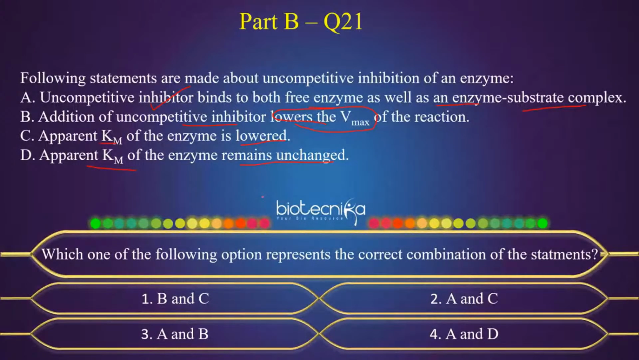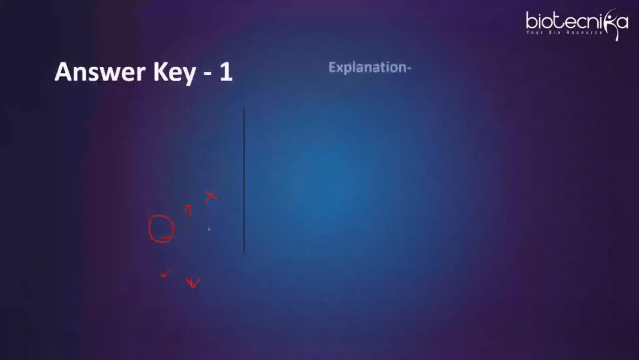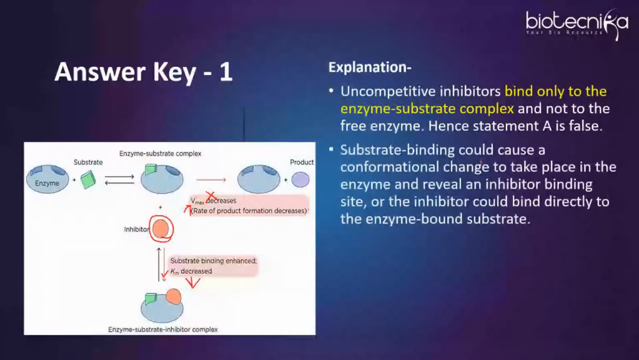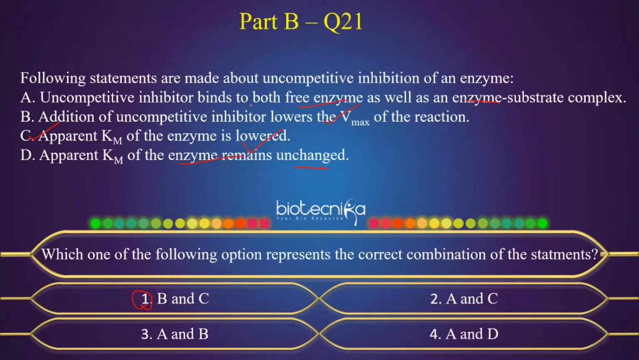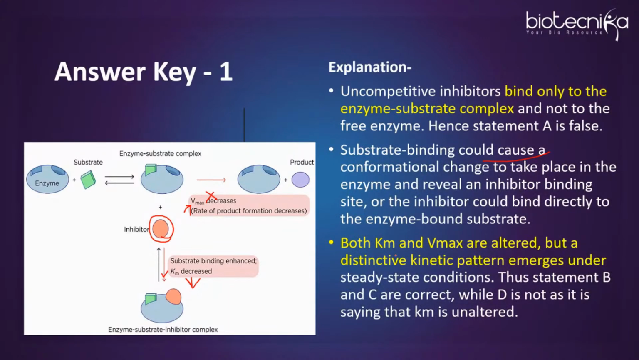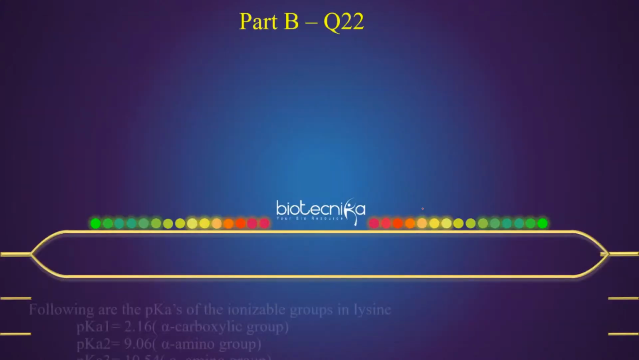But apparent Km of the enzyme remains unchanged? No, it is lowered. And as I already told you, the Vmax also is lowered. So you already have your answer, that is B and C. Yes, Vijay, that's right. Your answer is correct. And in the first statement, it says that it binds to both free enzyme as well as enzyme substrate complex. No, it does not bind to free enzyme. So this is where the first statement is wrong. Both Km and Vmax are altered, but a distinctive kinetic pattern emerges under steady state conditions.